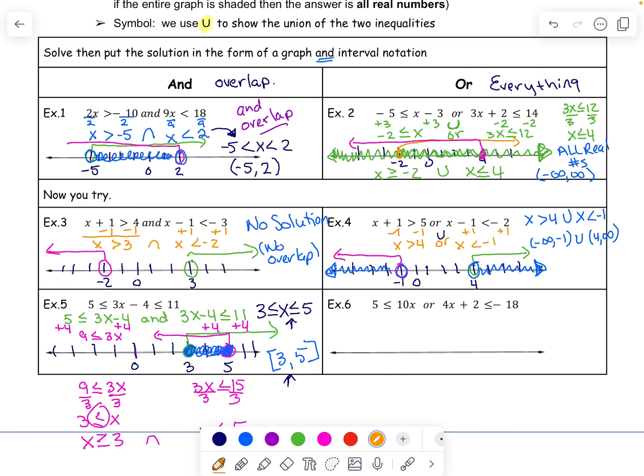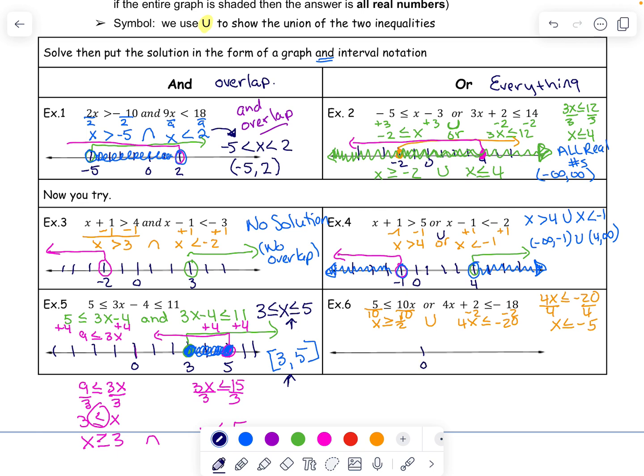Okay, let's do the next one. We are going to divide by 10. So we are going to have x, and I'm going to write it with the x on the left-hand side, is greater than 1/2. I did not switch the inequality. It's still related to the x in the same way. Or, which means in union with, we would subtract the 2, and we would get 4x is less than or equal to negative 20. And then we divide by 4. So we'd get x is less than or equal to negative 5. We don't have to change the inequality because we did not divide by a negative number.